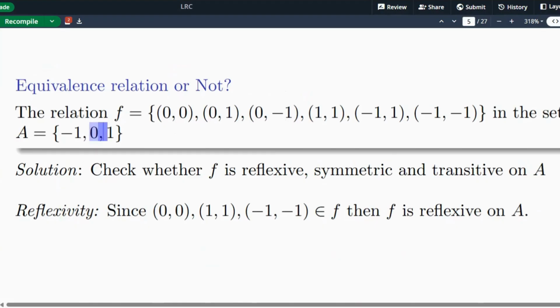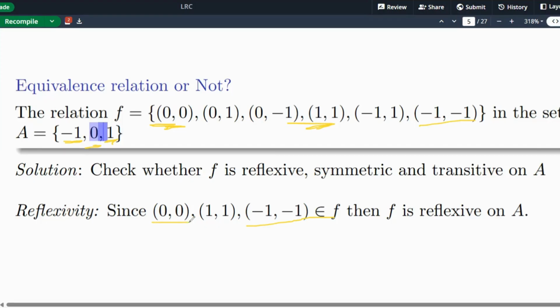So, para masabi mong reflexive siya, dapat related siya sa sarili niya. Kumbaga, ang technique sa reflexive is, yung relation dyan is love yourself. Yes, mahal mo yung sarili mo. So, ibig sabihin, si negative 1, dapat jowa niya yung sarili niya. Dapat nasa F siya. So, dapat yung negative 1, negative 1, nasa F. Tapos si 0, yung next element. Dapat 0, 0, nasa F. Same with 1. Dapat yung 1, 1 nandun.